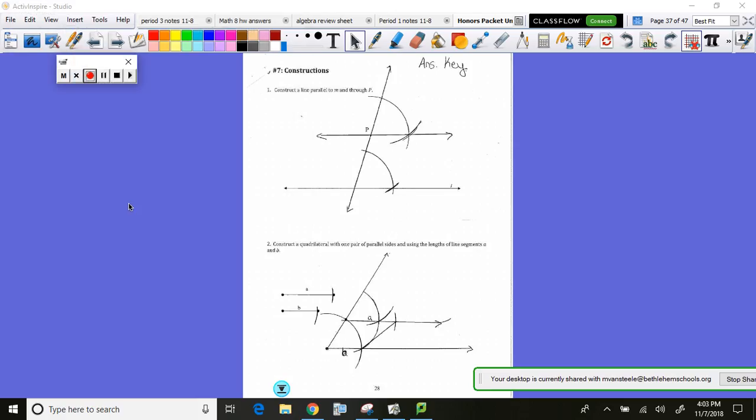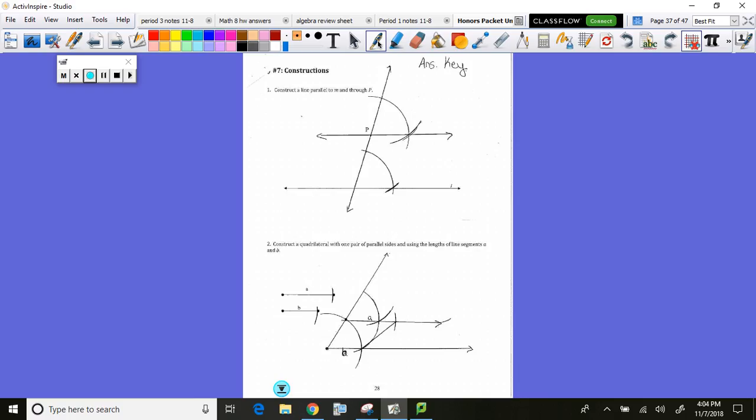Morning. Yesterday you should have completed this packet using the online website. So here are what my constructions look like for 1 and 2. These were very straightforward, pretty much copying the video. Down here for number 2, you could have had lots of answers.